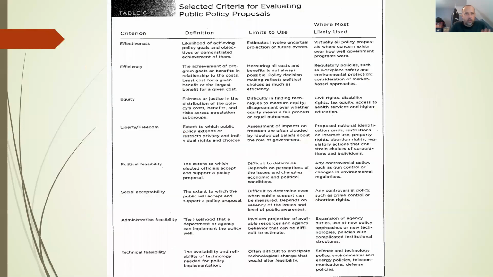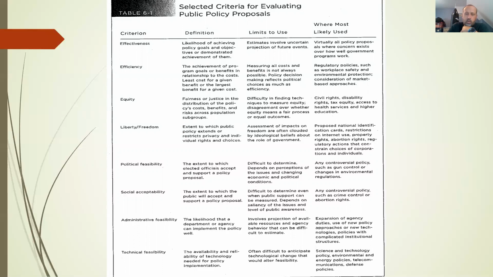This is something I took from a different textbook, not the one that you all have, but a somewhat more comprehensive list of criteria that are used a lot. And again, you can see effectiveness, efficiency, equity up there in sort of the top three positions. The liberty freedom thing is something that is very, very important in the United States. It's something that's given a little bit less prevalence in other parts of the world, but it is something we definitely ought to consider when our policy proposals, our alternatives are going to pose some threat to individual liberty.